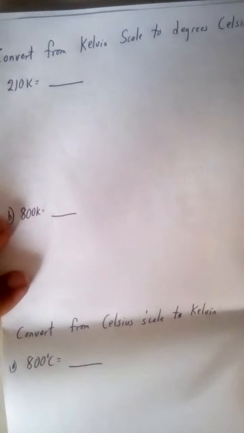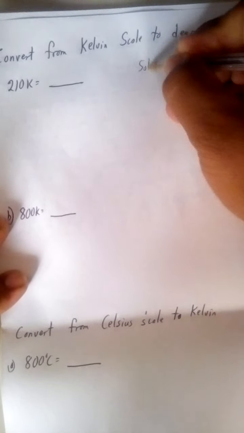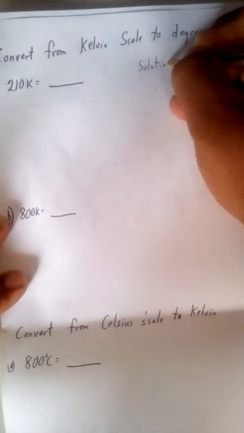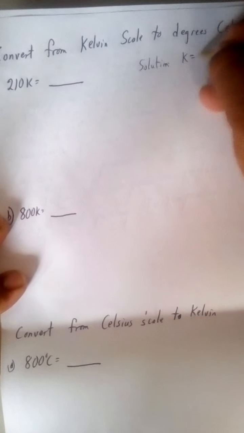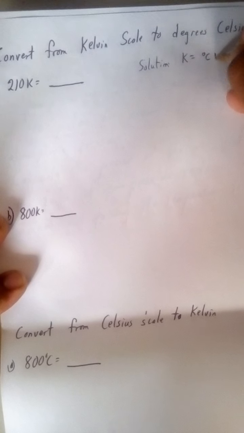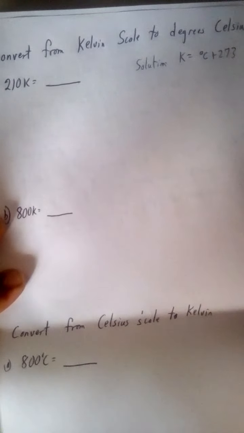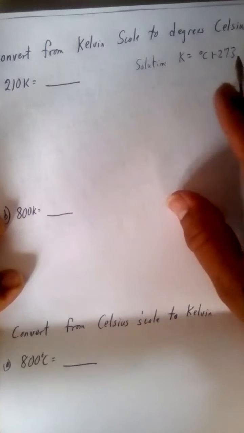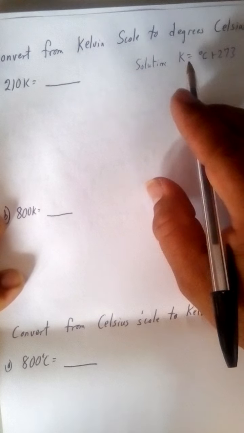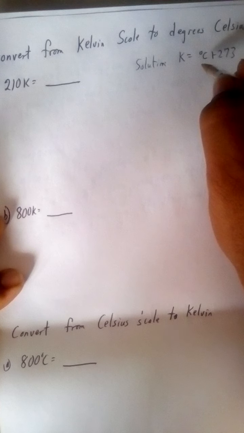For your solution, you will need to do this. You will do on the side solution, and these are the steps that I want to see. Put solution, Kelvin is equals to Celsius plus 273 value. Okay, that doesn't carry any degree sign. Since I already have it in Kelvin, I need to find Celsius. So what I do, I apply algebra and I rearrange to get C by itself.